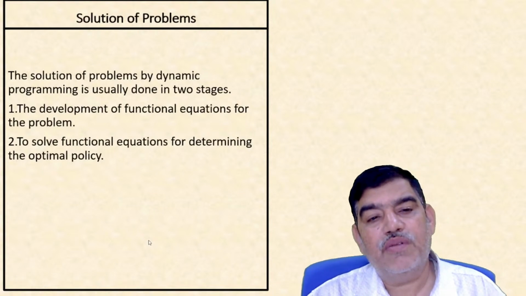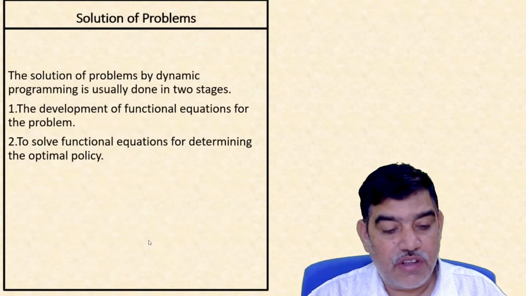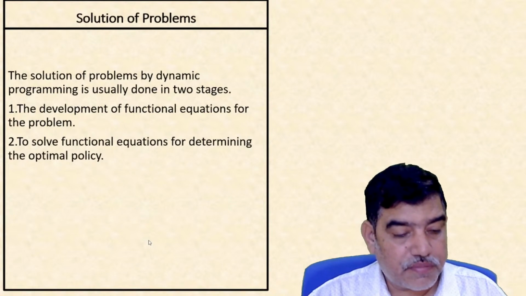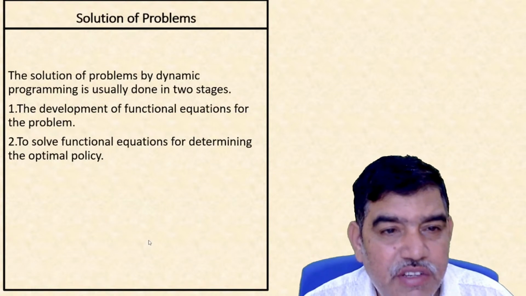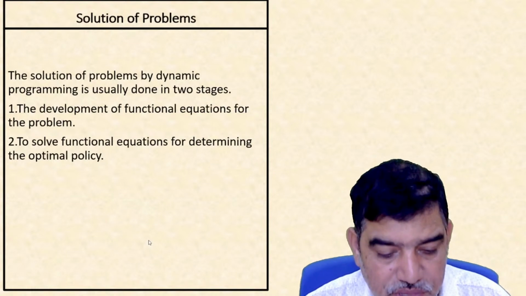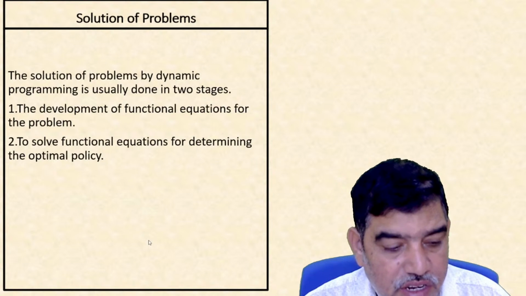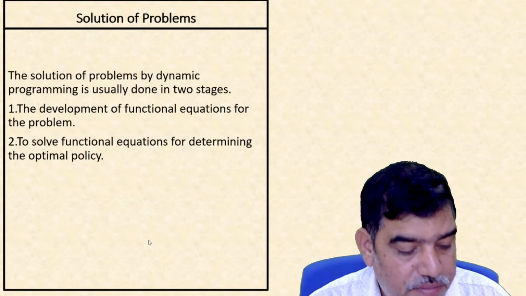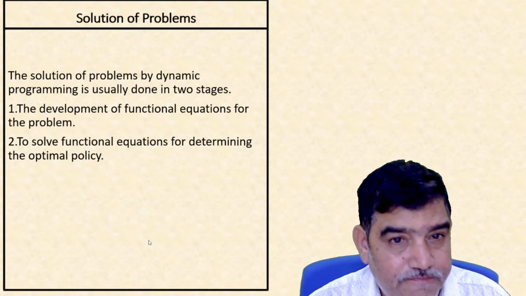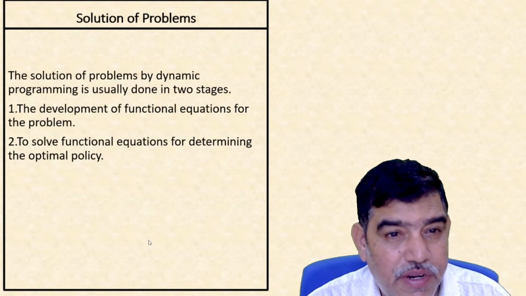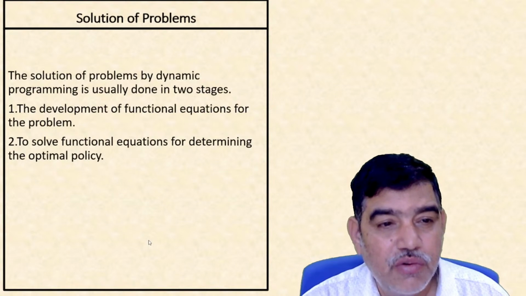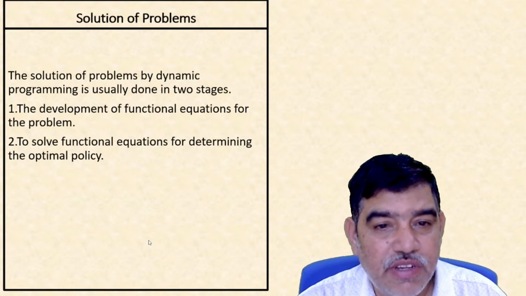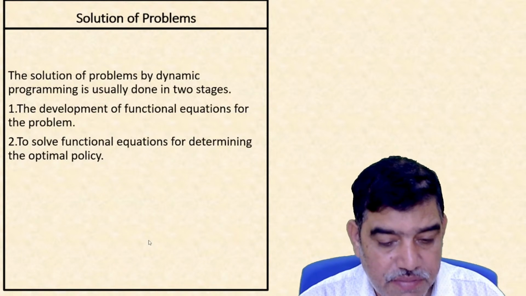Then the solution of the problem. The solution of a problem by dynamic programming is usually done in two stages. Number 1, the development of the functional equation for the problem. Number 2, to solve the functional equations for determining the optimal policy.